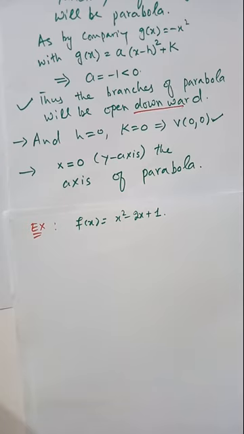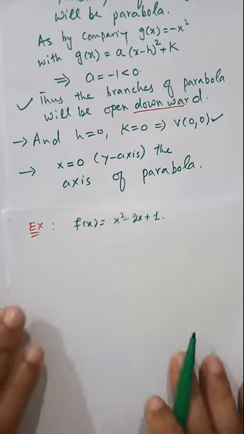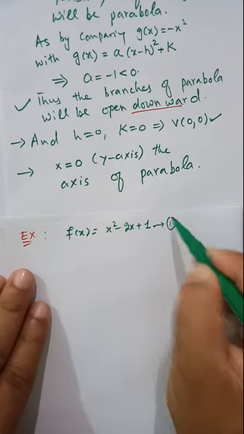So if it is a quadratic function, we know that the graph of this must be a parabola. Now what will be the vertex? Our target is to find out the vertex, the axis of parabola, which is also known as axis of symmetry, and the third one is the shape, whether the branches will open upward or downward. So we will find out these three. First of all, you must compare this quadratic function with the standard form. Let's say this is equation number 1.